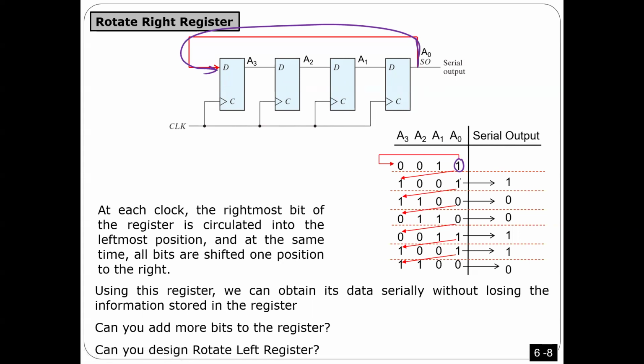One more clock. This bit is going to come to here. No input. I'm not going to input. I'm not going to lose anything. Okay, you just want to rotate the bits.